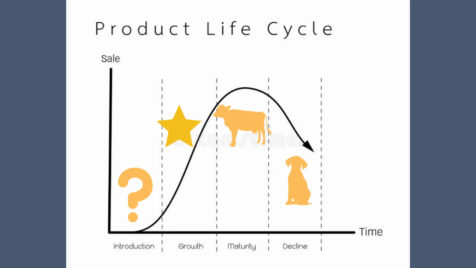And dogs, I said they're products that are probably at the end of their life and they're in decline, and we've got the phase here of decline, and I can link that to dogs. So let's have a look at a typical kind of exam question, and let's have a look at this question.